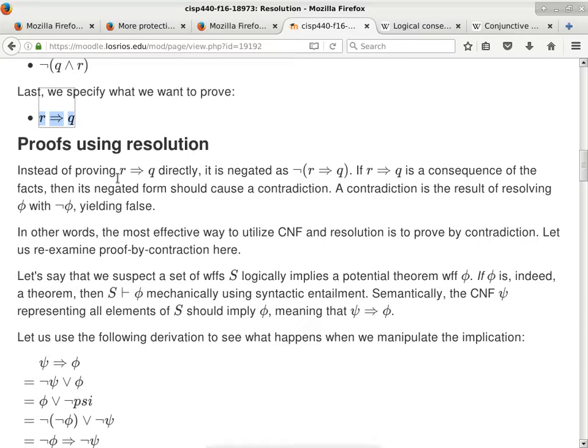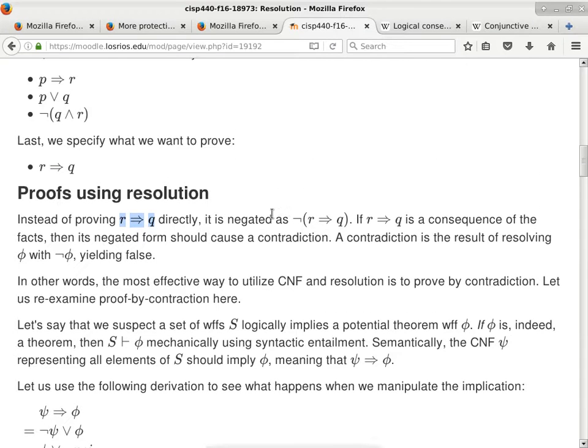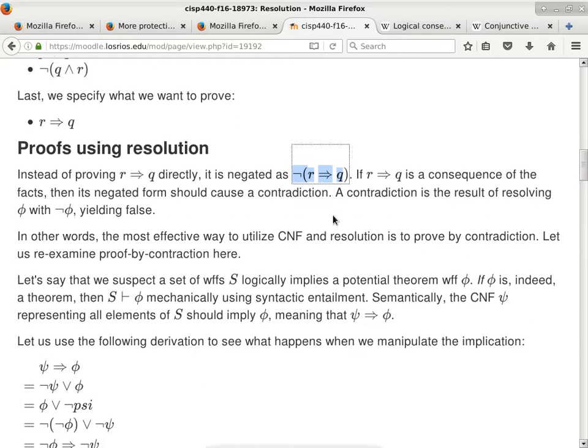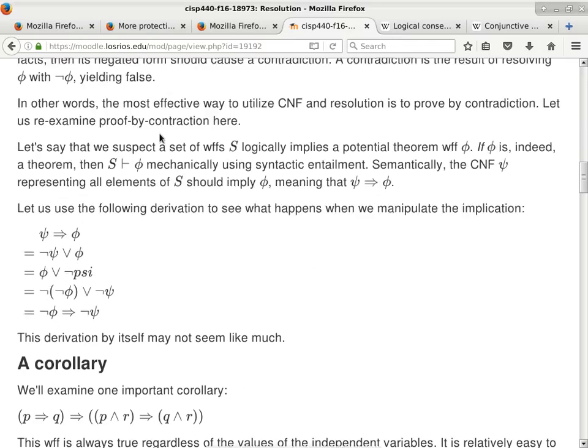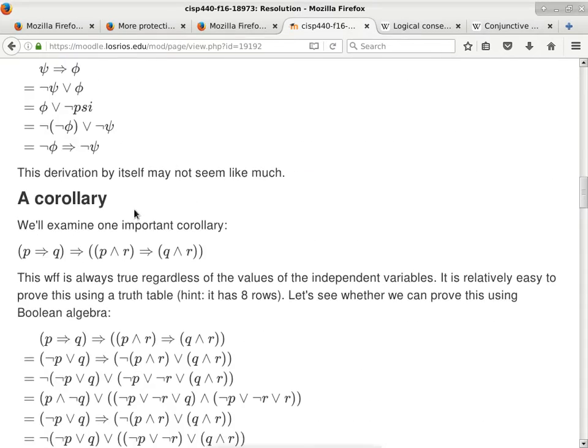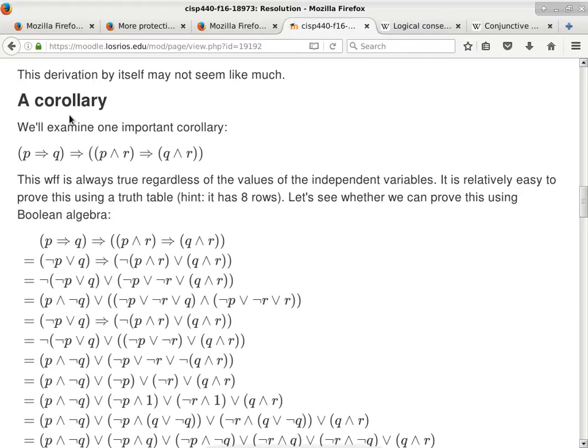So the proof using resolution is basically saying, okay, can we derive it? Instead of proving R implies Q directly, we negate it first. We negate the very same theorem that we are trying to prove, and then we combine that with the CNF of whatever we are given. The mechanism to do this is over here. So we need to talk about the corollary first, which is basically a small theorem that is important.